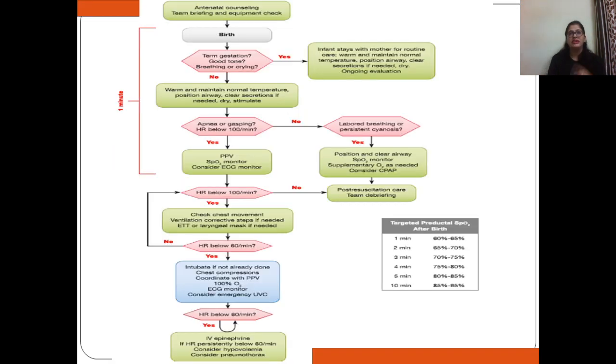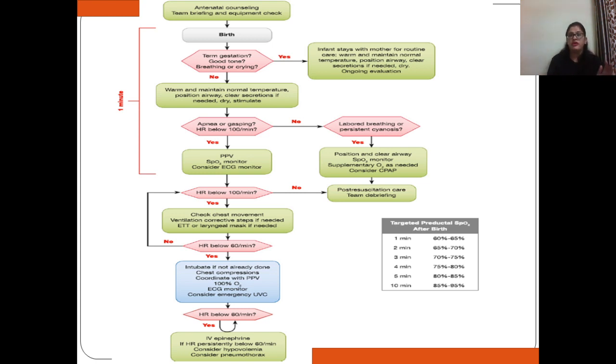So one more point that I want to make here is that if in spite of giving adequate positive pressure ventilation, your heart rate still remains below 100, then you have to look for some corrective steps. And what are these corrective steps? You can remember them by the mnemonic MR SOPA.